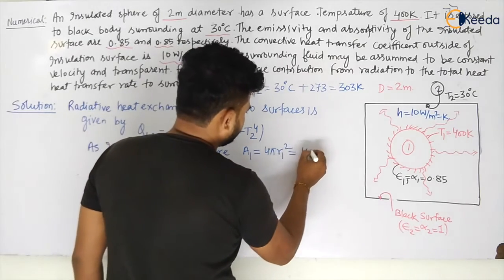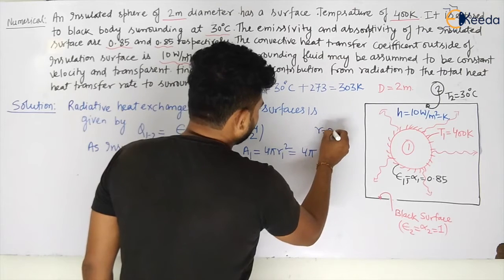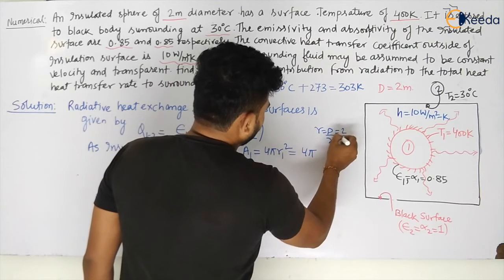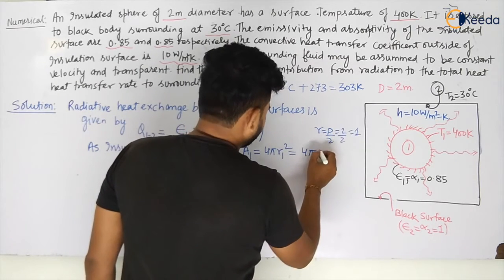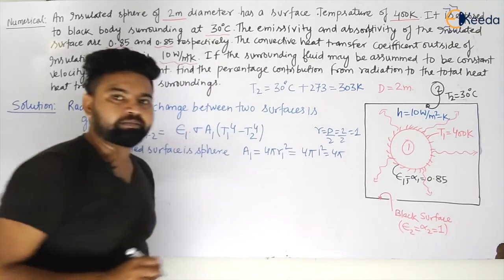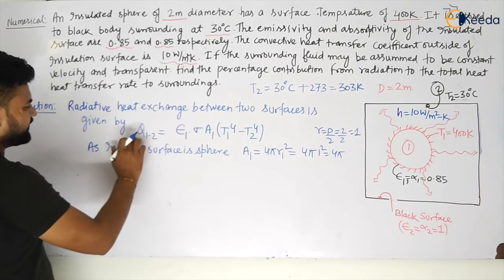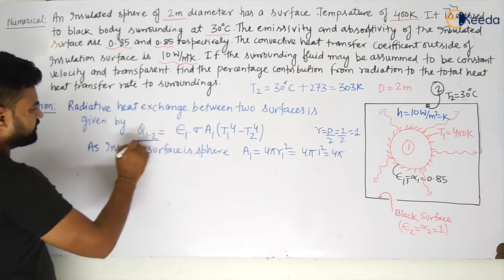So this will become 4 pi, and diameter they have given how much? 2 meters. So the radius will become equal to d by 2, and this will be 2 by 2. This will be equal to 1, my dear students. So 1 square. So this will become only 4 pi, my dear students, 4 pi. Now let us say we know the area. Can I calculate the total radiative heat exchange between these two surfaces?